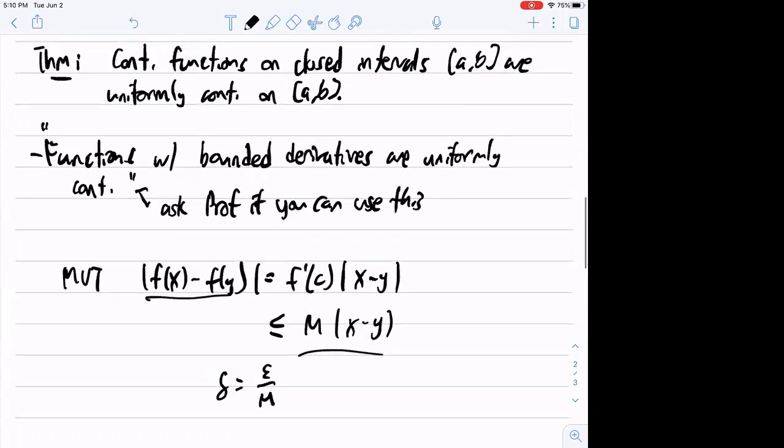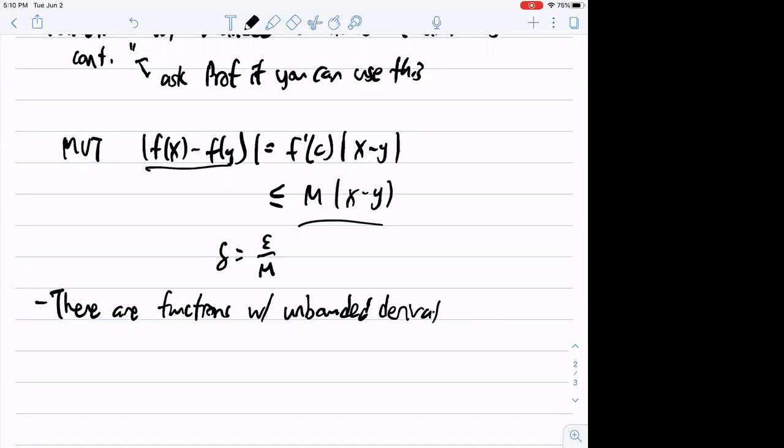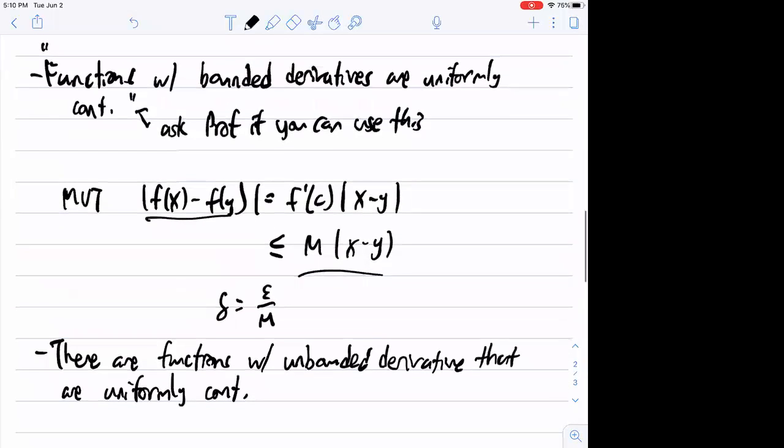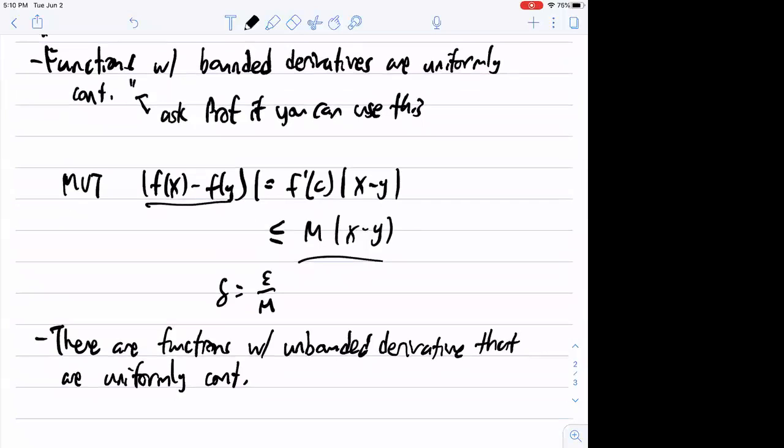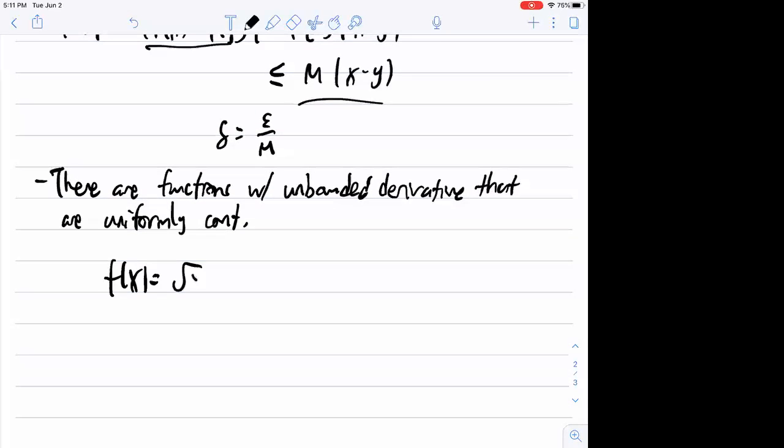So okay, now continuing on, but it's not true, right? So the opposite is, there are functions with unbounded derivative that are uniformly continuous. Right, so the classic example, right? So don't just say not uniformly continuous because derivative is not bounded. Yeah. So the classic example is f of x is root x, right?